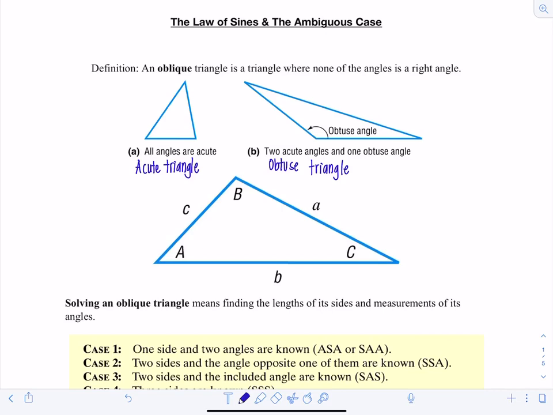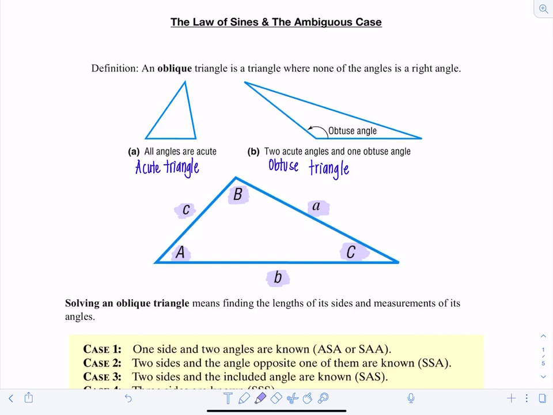So the angles we usually represent with capital letters A, B, and C, and then the side that corresponds opposite each of the angles is represented with a lowercase letter. So notice here's angle A, capital A, and then the side opposite that is lowercase a. Here's capital angle B, the side opposite is lowercase b. Here's capital C for the third angle, and then the side opposite is lowercase c.